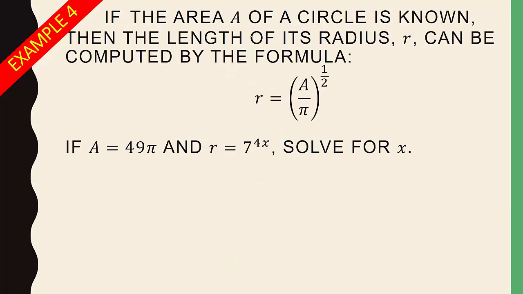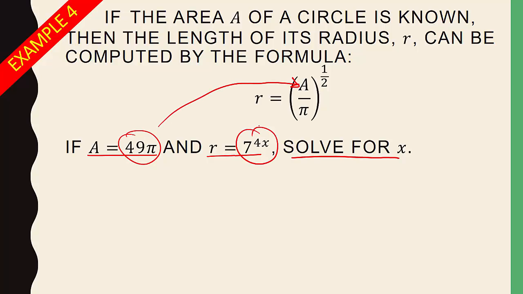Okay, so now we've got a word problem. So if the area A of a circle is known, then the length of its radius, r, can be computed by the following formula. So we've got r equals a over pi, and the whole thing is raised to the 1/2 power. We're told what a is, and we're told what r is, and we need to solve for x. So we're going to plug in the different pieces. So this 49 pi is going to go in for a. This is going to go in for r.